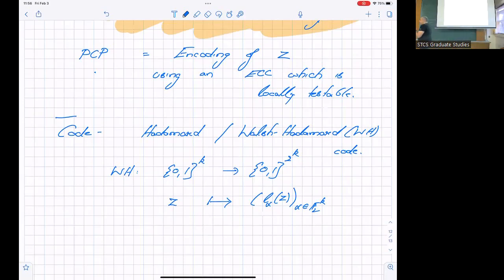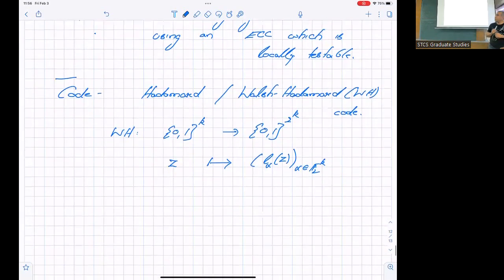Notice, and I want to make this point, it's a different viewpoint from the previous part. They are the same code. This is exactly the code. This is exactly the truth table of the linear function LZ. But I will view it not as a truth table corresponding to LZ, but as the evaluation of every linear function at the points. It's identical. There's nothing different. It will just be convenient to do this.